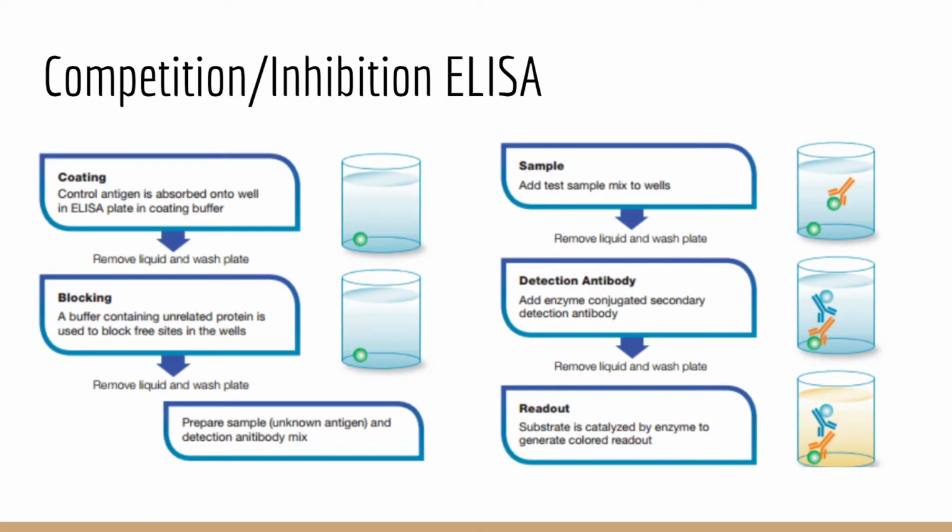Competitive ELISAs are the most complex. A control antigen is added to a plate, which is covered and buffered. A blocking agent is added containing a protein to block off free sites in the microtiter plate. Once the sample is added, a secondary detection antibody is added, which allows for the quantification.